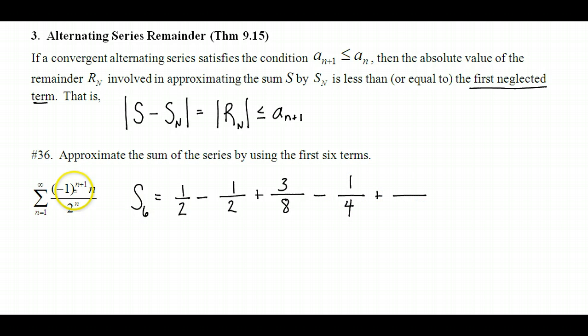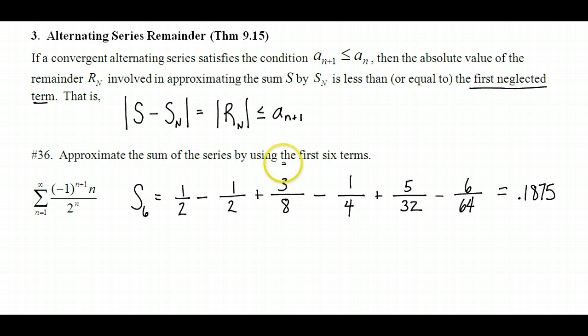Plug in a 5, and I know that one's positive now. I'd have 5 divided by 32. The last one is negative. I'd have 6 divided by 64. And that could be simplified a little bit. So our partial sum, when we have 6 terms, is equal to 0.1875.